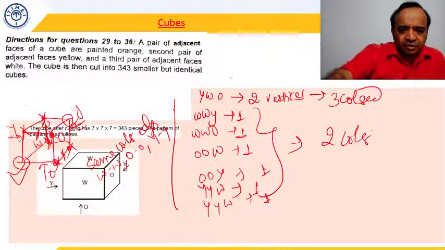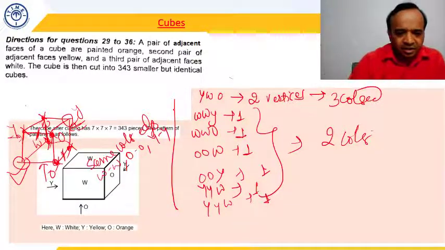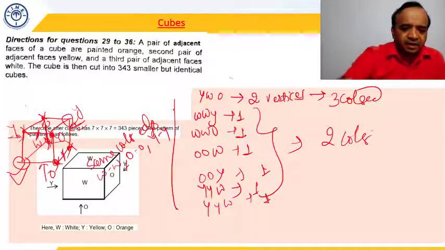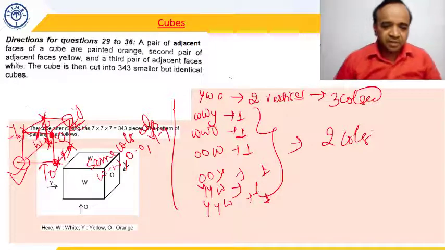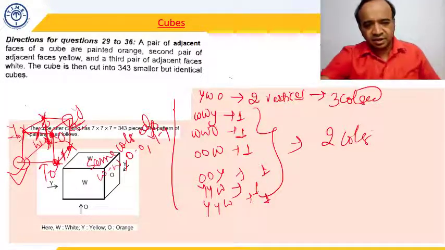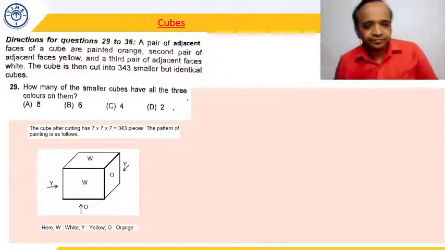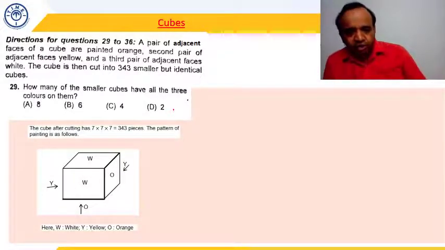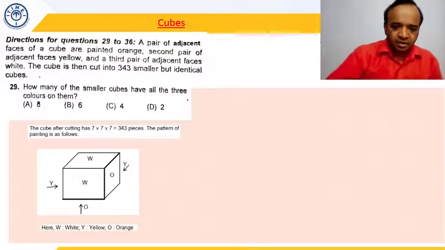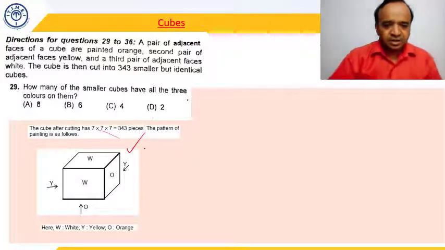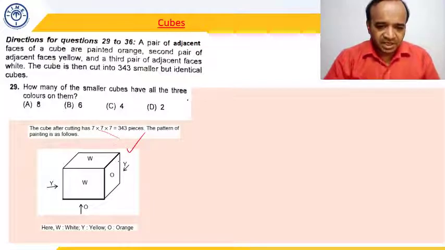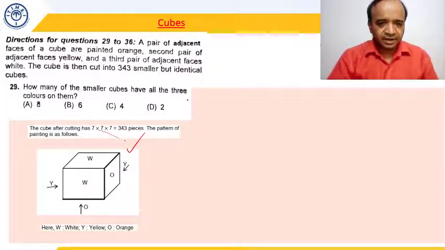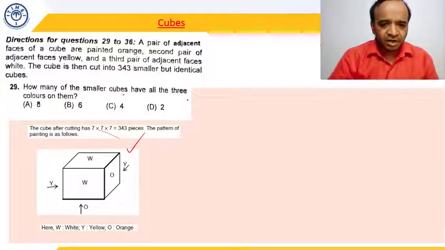Fine. So this is the cube, it looks like, and I can explain by it also, but we already have discussed. Now move on to the question part. Now that cubelet, that whole cube could be looking like this one. Fine. This now with 7 pieces at each of the edges. Okay, fine. Now question number 29. How many of the smaller cubes have all the three colors on them?